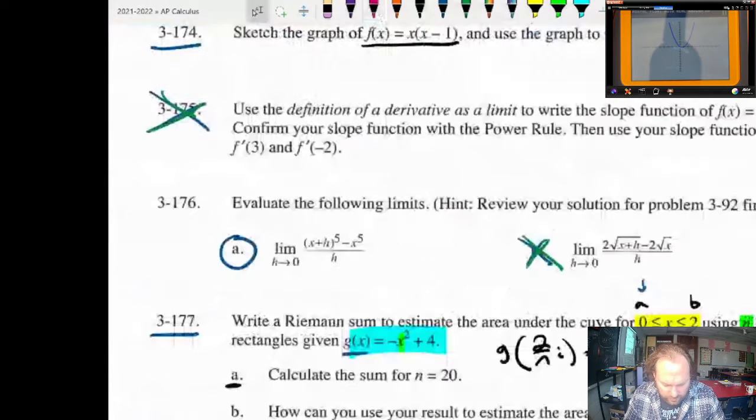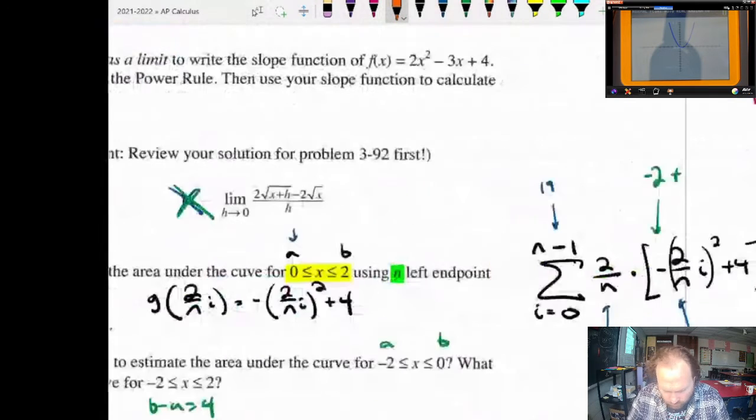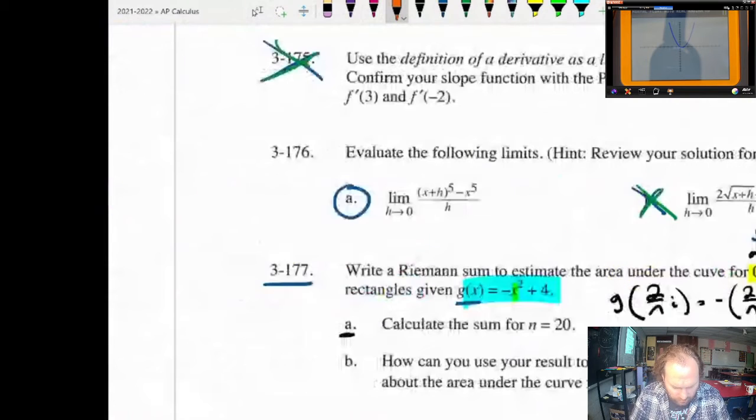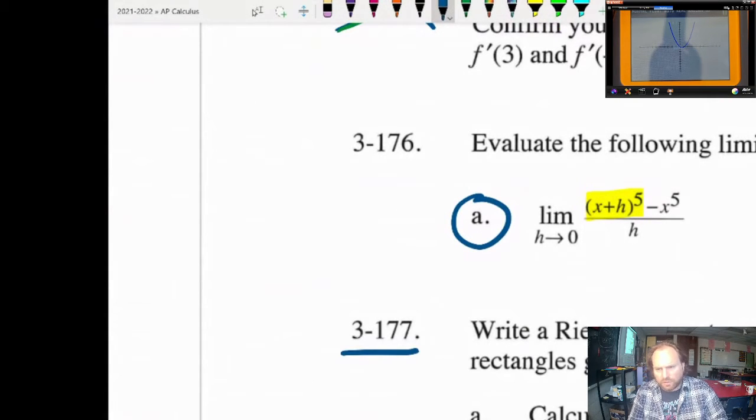176a, we're going to evaluate the following limits. And it does give us a hint to review problem 392 first. But we're just going to go for it. I don't have much room to work with here, but maybe I can work off to the side. I am going to take this top expression and expand it out, which I think is the thing you should be able to do. So x plus h to the 5th power.